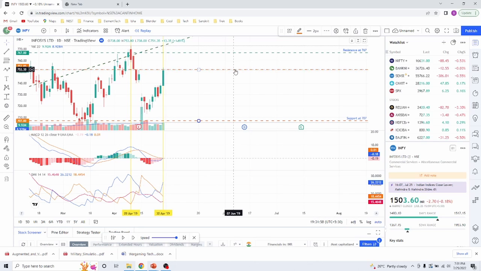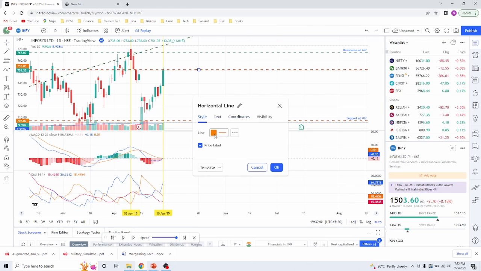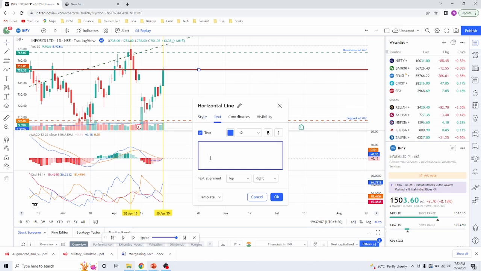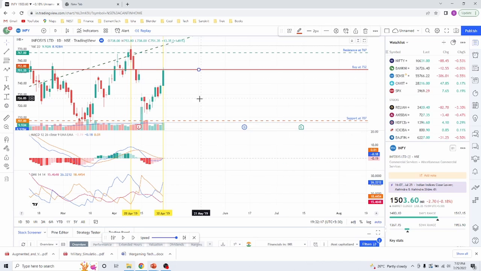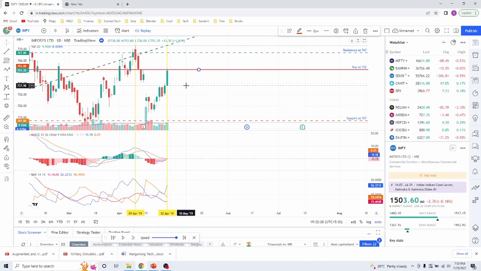So I'll again do Alt H, and I'll go to settings, style. This time I'll make it dark brown, and I'll make it a line, and I will go to the text, and I'll say buy at 752. Okay, coordinates also I'll put it at 752. So here's where we are going to buy, and we are going to expect and hope that the stock price goes up. But here comes the point of stop loss.